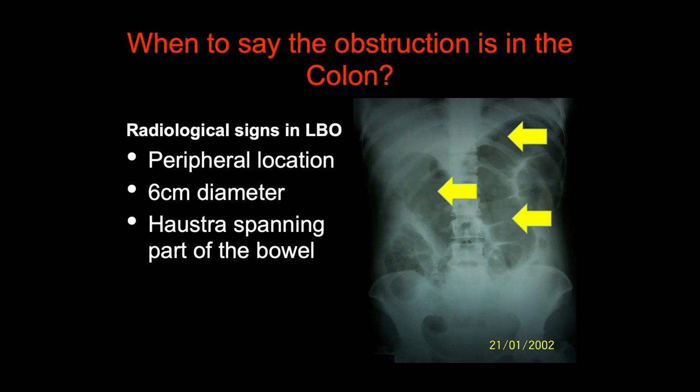Colonic obstruction in the supine view of the abdominal X-ray will demonstrate: number 1, a dilated bowel more than 6 centimeters in diameter located within the periphery. Also, a white line can be identified, which runs only a third or half of the bowel width and not the entire diameter, unlike in the small intestinal obstruction, the valvulae conniventes or plicae circulares. This partially transverse white line represents the haustra spanning only a part of the colon.